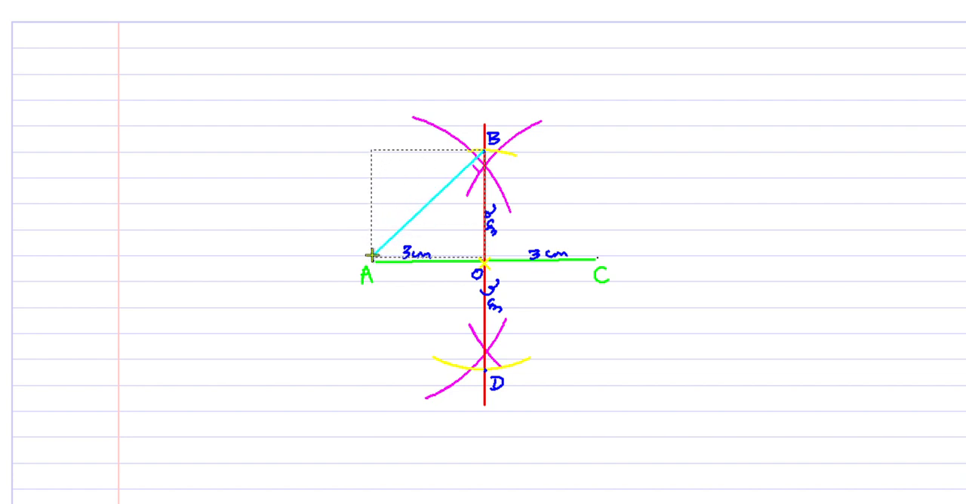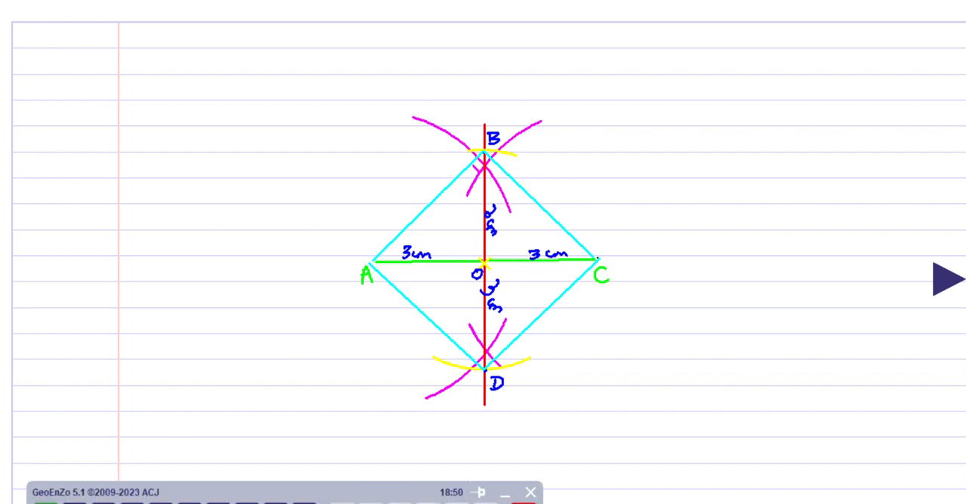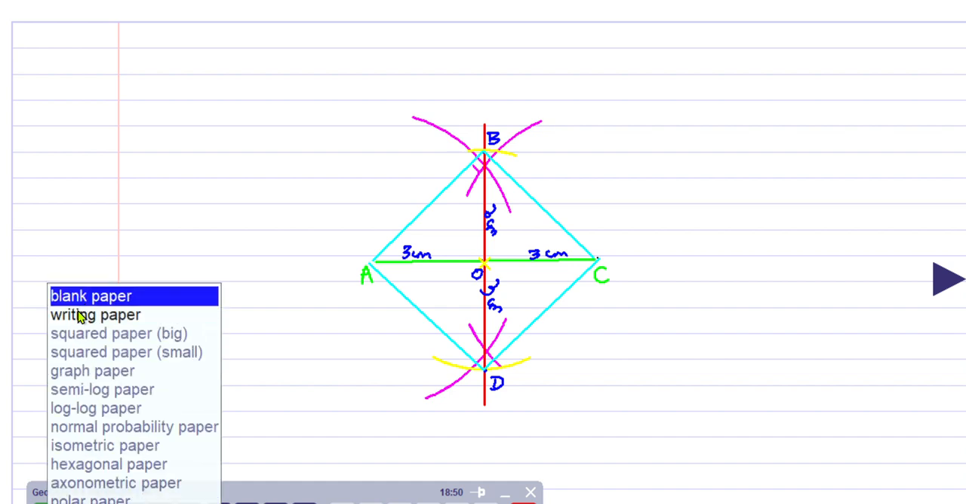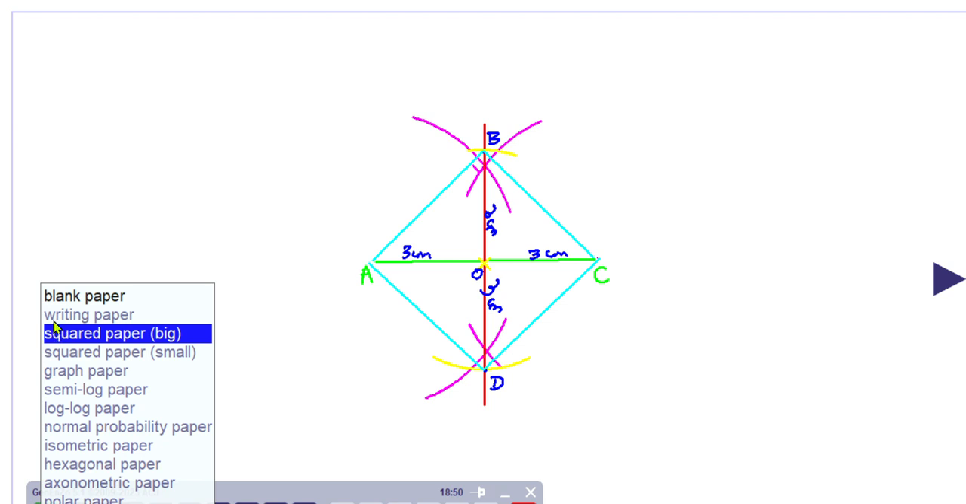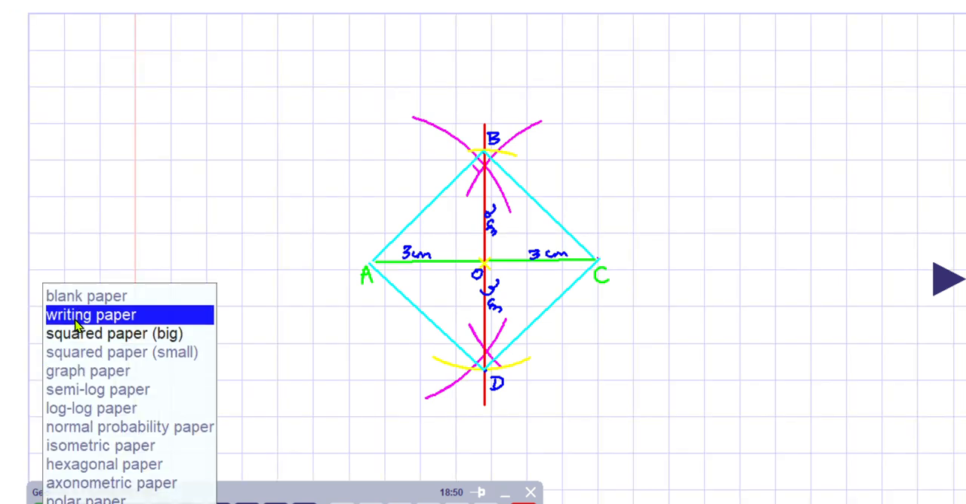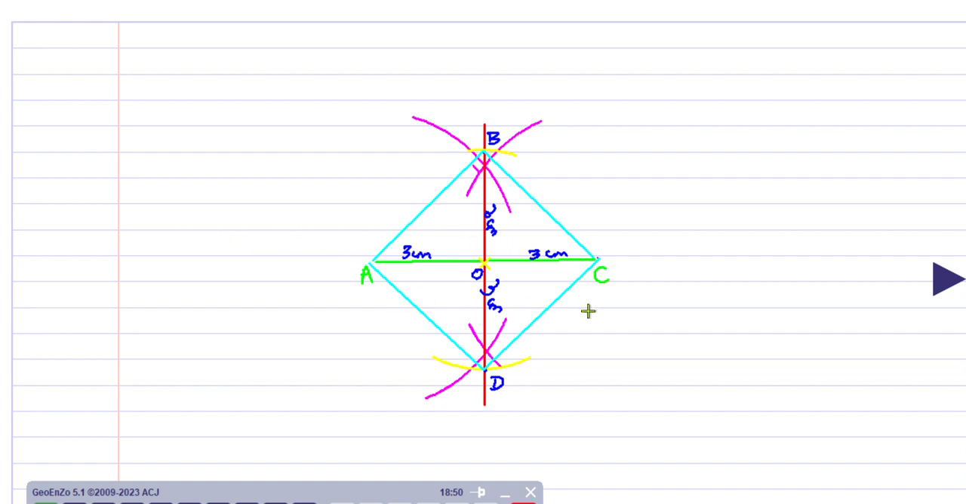Once the labeling is done, A will be joined with B, B with C, C with D, and D with A. So ABCD is a square and it is done. Clear? This is the kind of thing I was talking about. Normally for drawing on a blank side we do use a whiteboard. I have purposefully chosen the background with horizontal lines so that you get an idea of how you would make it in your notebook.